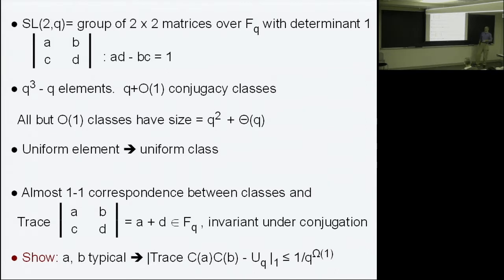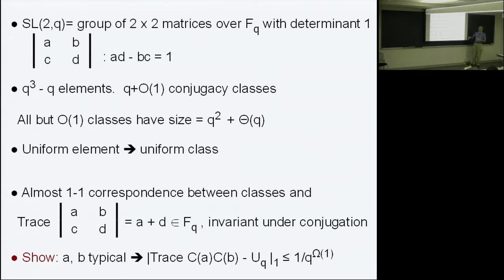Okay, and the next thing that you can use, which is used in a number of papers in this area, is that the conjugacy classes are in almost one-to-one correspondence with the trace of the matrix. So the trace of the matrix is just A plus D. This is an element in the field, and basically tells you what conjugacy class this matrix belongs to.